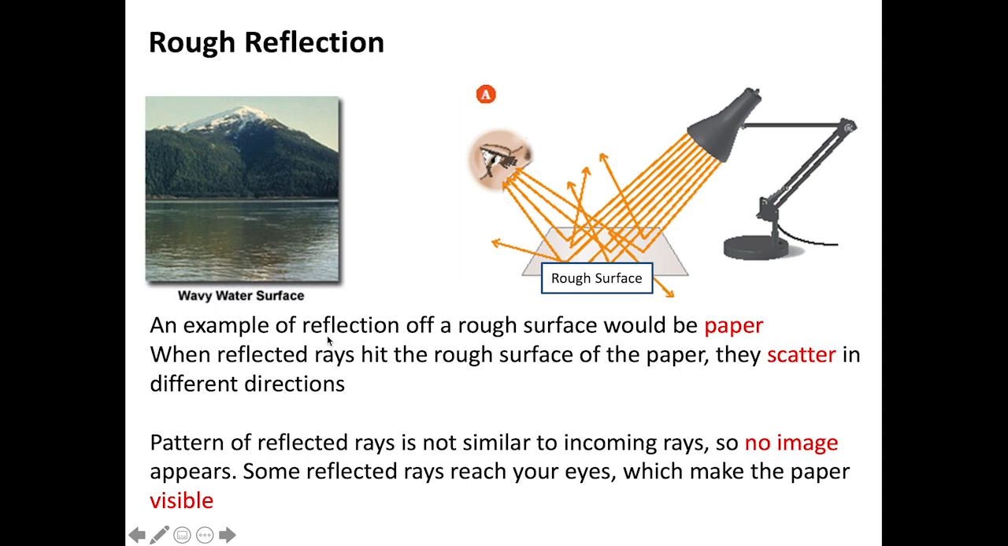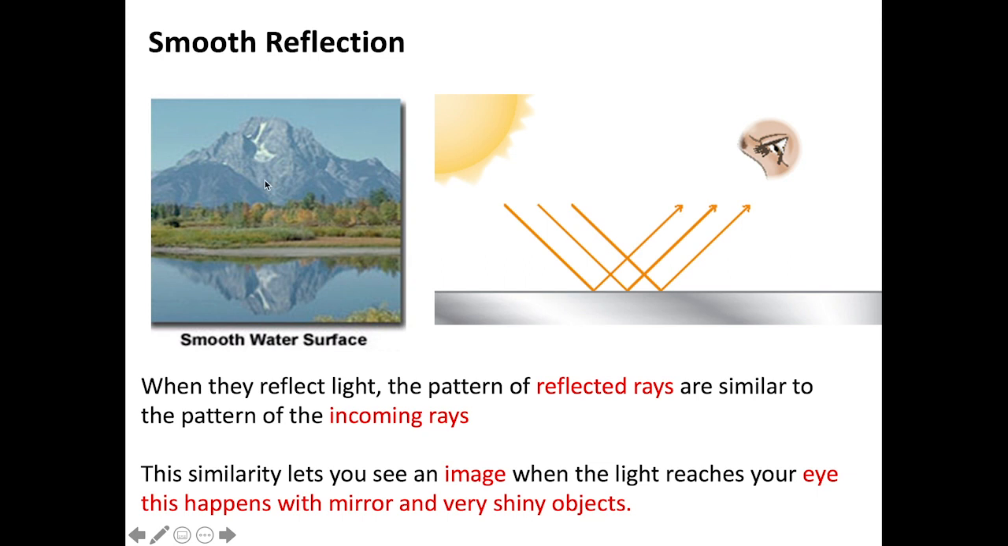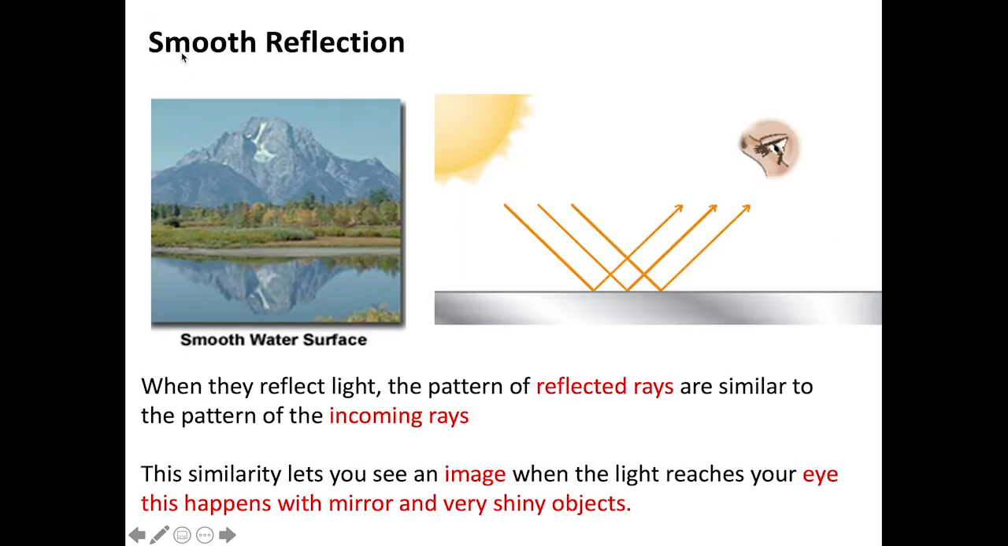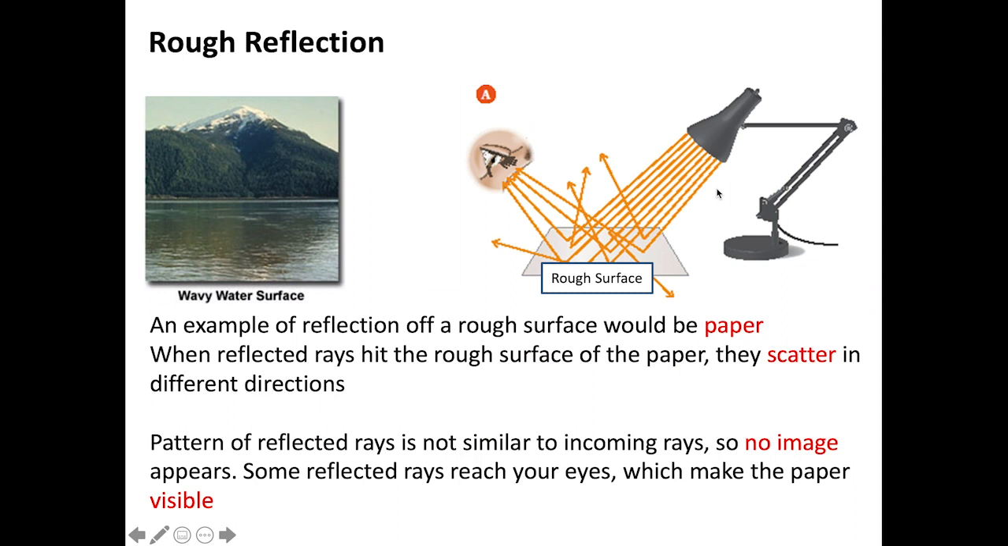An example of a reflection off a rough surface would be paper. Light comes in towards the paper. It's going to bounce off in lots of different directions, which still allows you to see the paper, but it's not going to allow you to see your image or an image reflected in it easily. So the pattern of reflected rays is not similar to the incoming rays. The pattern being that these lines all come in straight and these lines all come off in different directions. That's how you can tell whether something is a rough reflection or a smooth reflection, is the way the light is bouncing off of it.